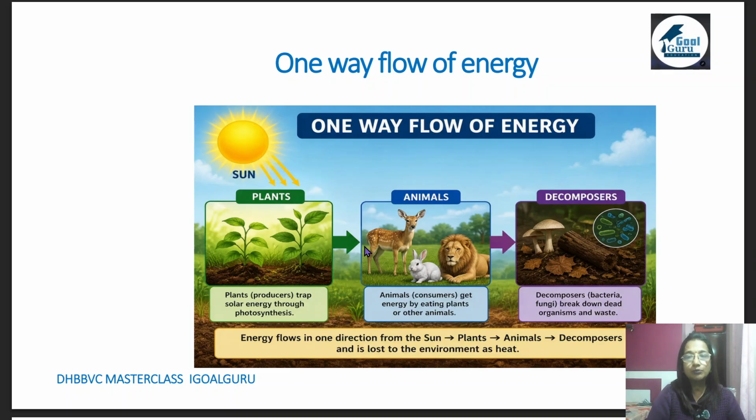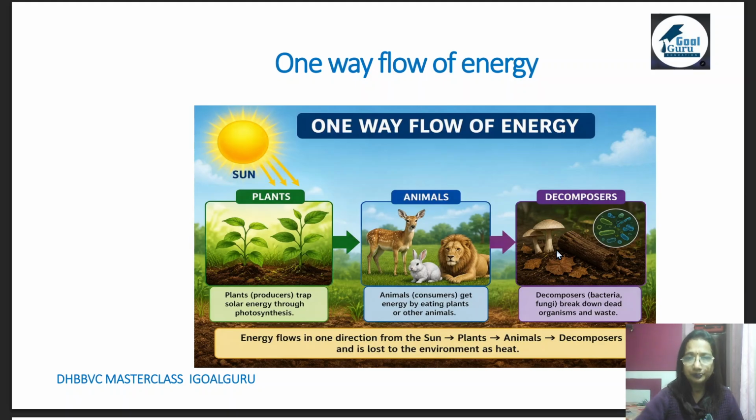From the sun, it moves to the plants. From the plants, it moves to the animals. From animals, it moves to the decomposers. And, my dear children, what you have to understand is they give out heat, they release heat. This is called one-way flow of energy.